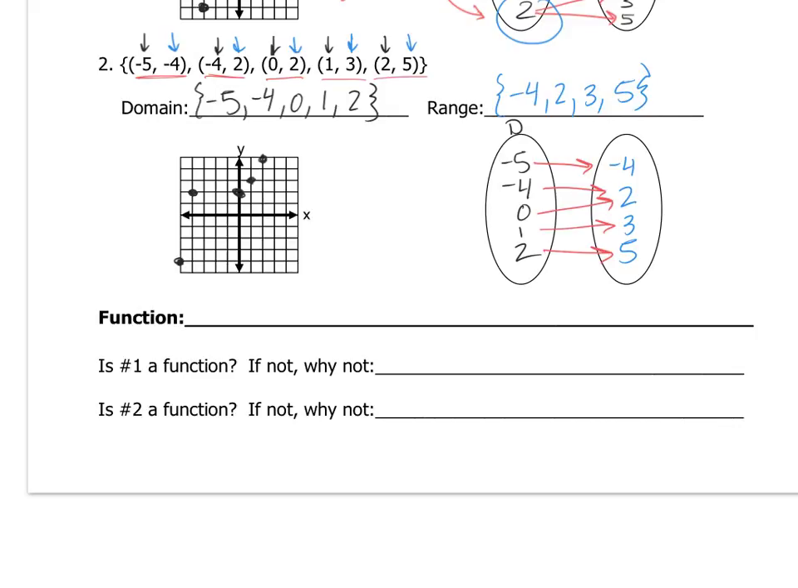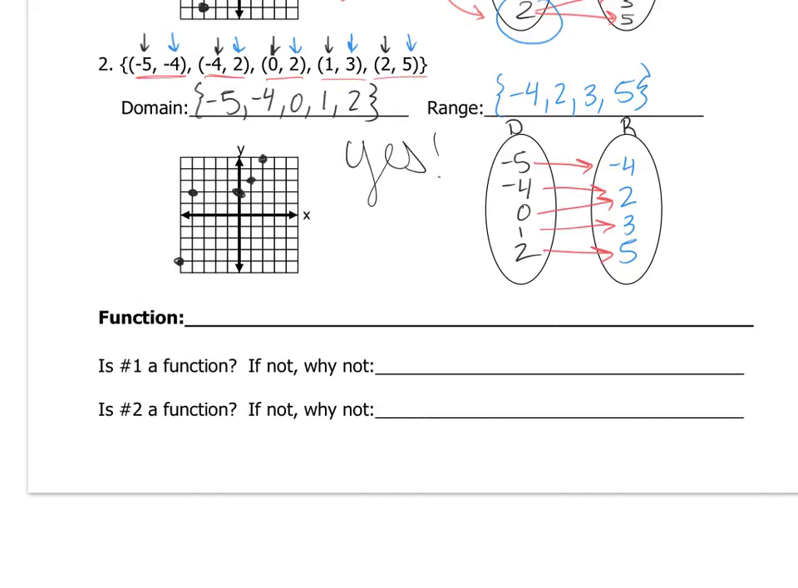A lot of students get confused because they think that because this 2 in the range receives 2 different domain answers, this is not a function. However, we don't really care about the range when we're deciding if something's a function or not. We only look at the domain. So all of these guys only pair with one member in the range, so this is yes, a function.